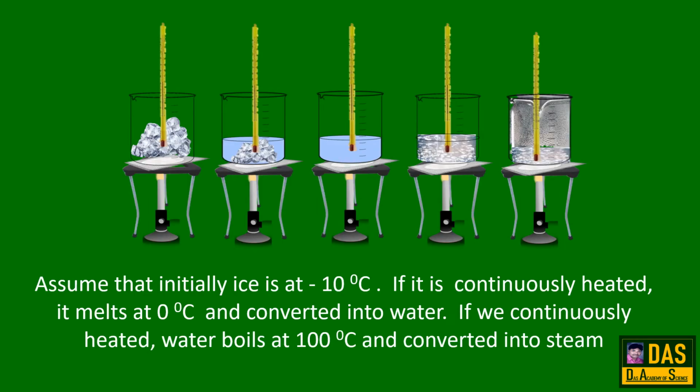Assume that initially ice is at minus 10 degrees Celsius. If it is continuously heated, it melts at 0 degrees Celsius and is converted into water. If we continuously heat, water boils at 100 degrees Celsius and is converted into steam.